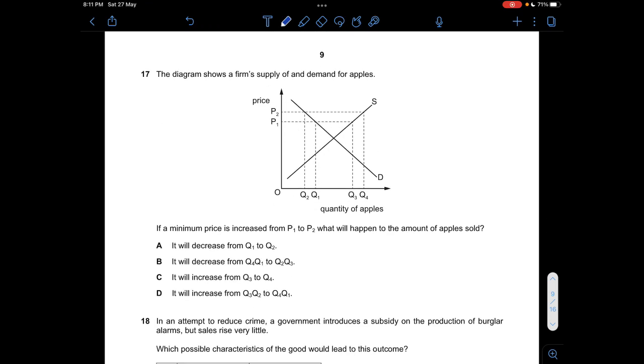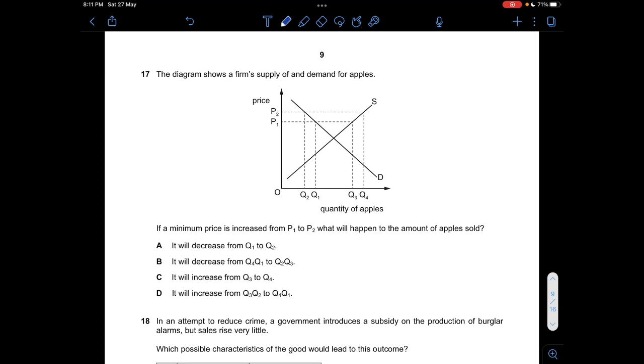Question 17, the diagram shows a firm's supply of and demand for apples. If a minimum price is increased from P1 to P2, what will happen to the amount of apples sold? You can see that at P1, the quantity demanded is Q1 and the quantity supplied is Q3. But after the increase in price, the quantity demanded will be Q2 and the quantity supplied will be Q4.